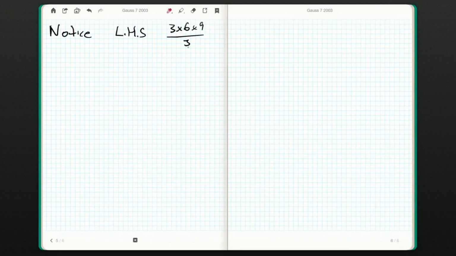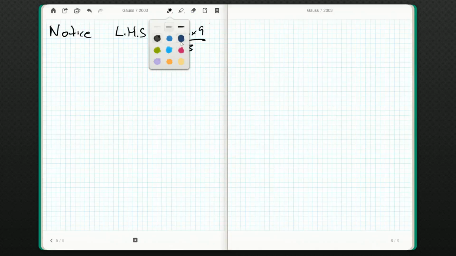And what some people are tempted to do is say each of these has a factor of 3. So the 3 cancels out with each of them. We're left with 1, 2, 3. This is not right. One factor of 3 on the top cancels out with one factor of 3 on the bottom. So when I do 3 times 6 times 9 over 3, just these two 3's cancel out. And I'm left with 6 times 9, or what's that, 54.